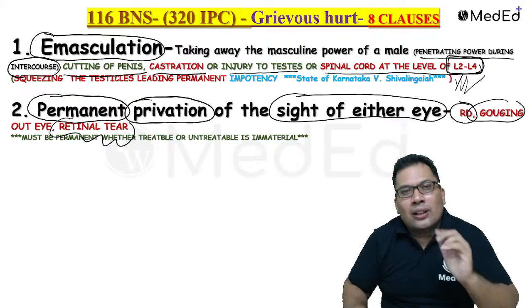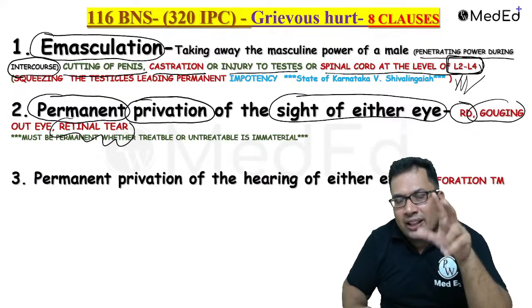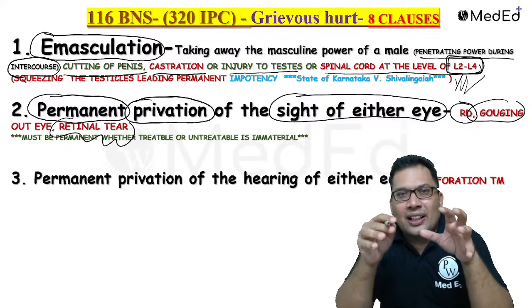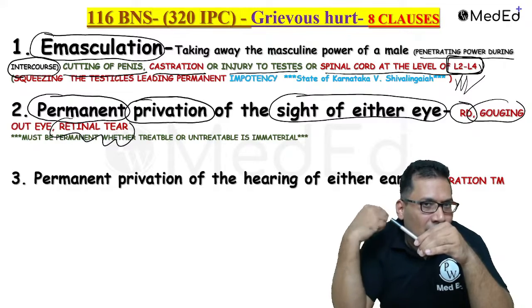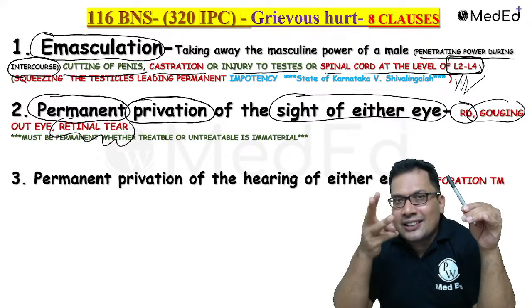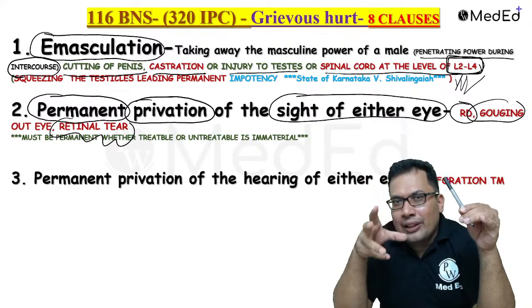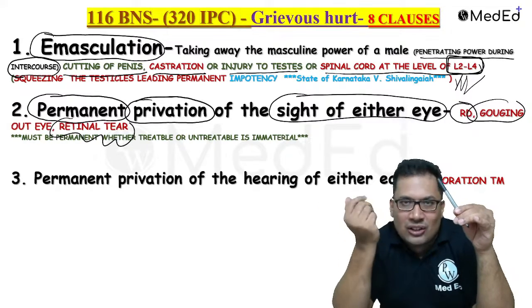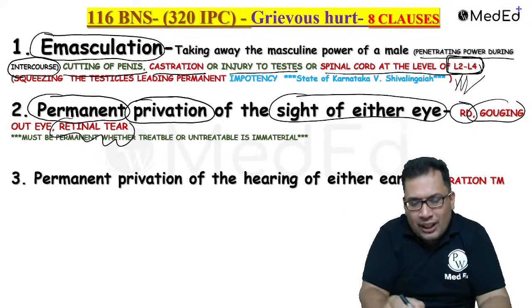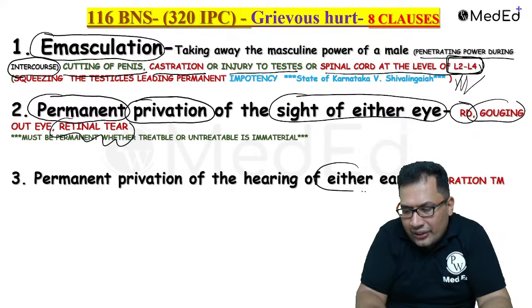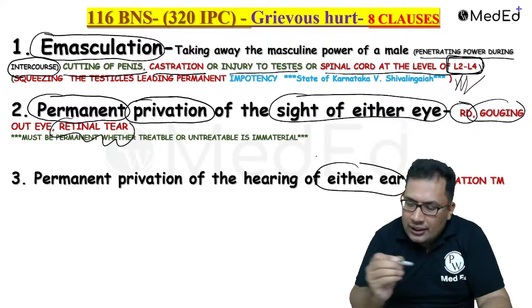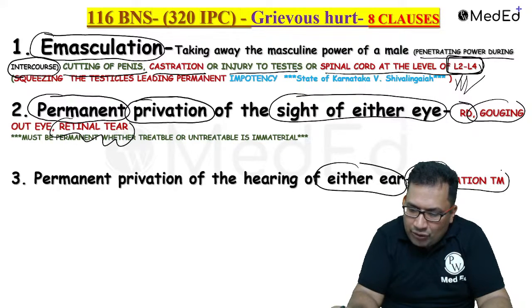Now we are talking about clause number 3. As you know, in theory classes, clause number 3 is related to the ear. So you can remember like this. Ear has 3 parts. Outer ear, middle ear, inner ear. 3 parts, clause number 3. Permanent privation of hearing of either ear. Clause number 3. The example is perforation of tympanic membrane.